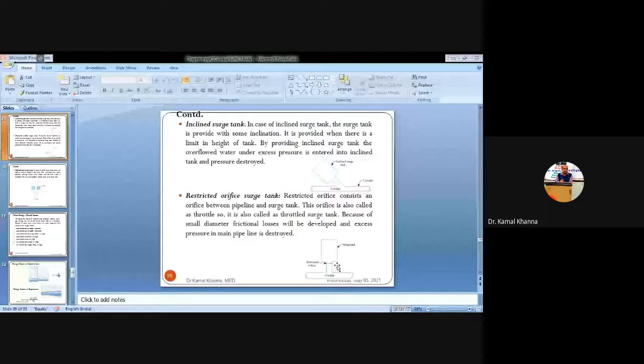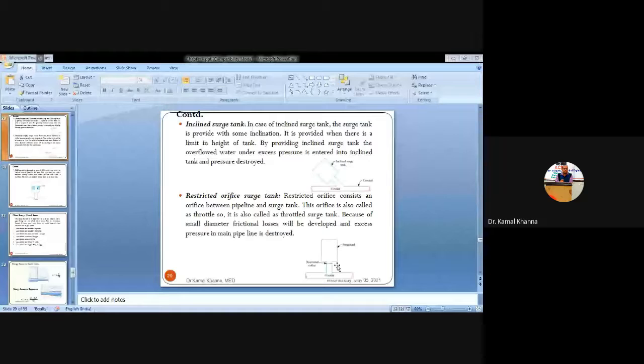As we have read in the continuity equation of flow, area is inversely proportional to velocity. So here, as soon as the area decreases, the velocity will be more. If the velocity is more, the pressure will be less, because area is directly proportional to pressure, whereas it is inversely proportional to velocity. So here you are decreasing the entry area of the surge tank, and hence you are decreasing the pressure.